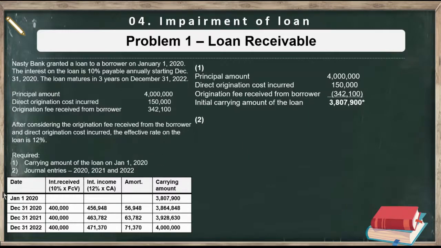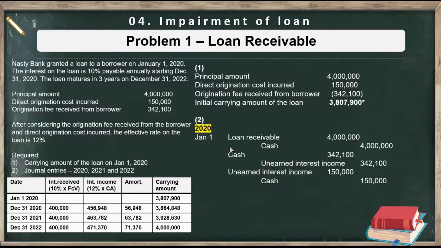So now that we have our amortization table, we can prepare the entries. In 2020, on January 1, we have loan receivable 4 million, credit cash 4 million, and then we have the direct origination fee received, so debit cash 342,100, and we credit unearned interest income 342,100. For the direct origination cost incurred, debit unearned interest income and credit cash 150,000.